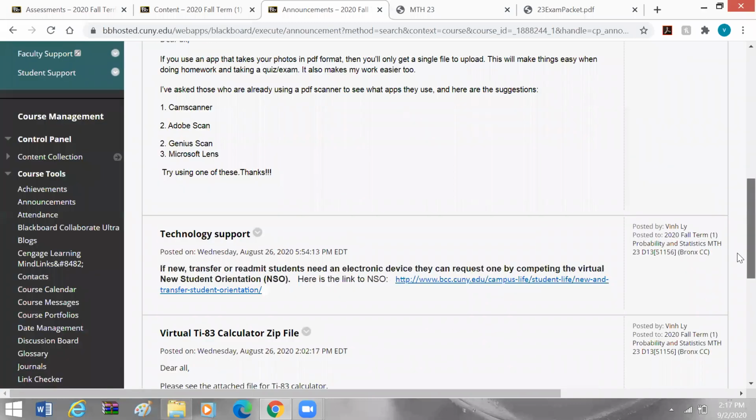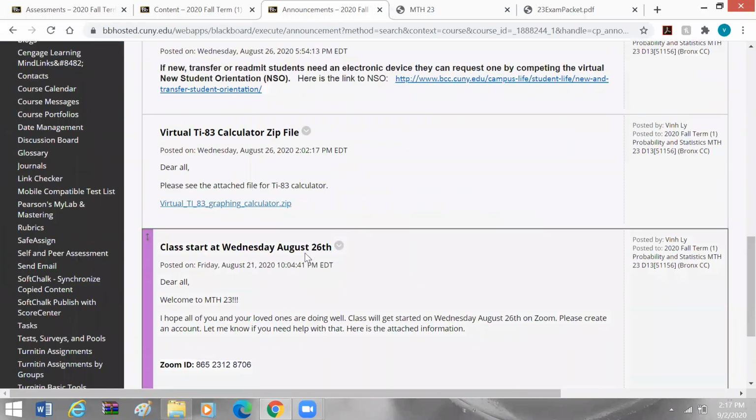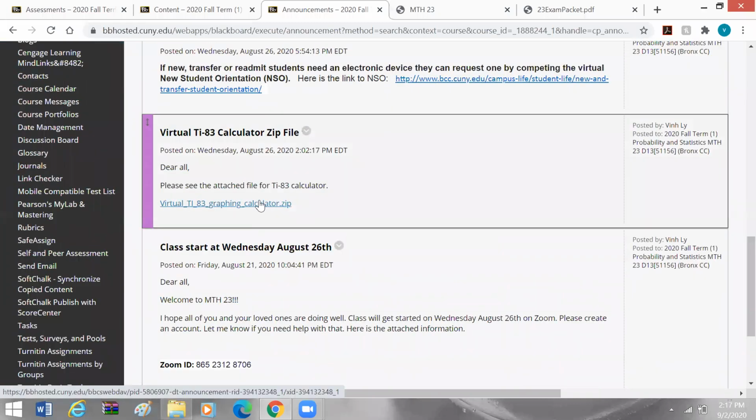Another thing that I really want you guys to do is to upload and download the TI-83 calculator. The reason why I don't want you to use a physical calculator is because it might run out of battery in the middle of the exam, the quiz, the lectures, or a homework problem, unless you want to deal with that.